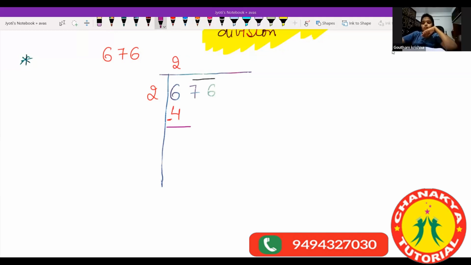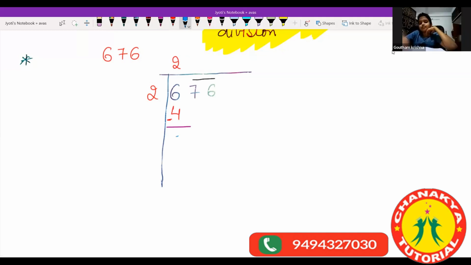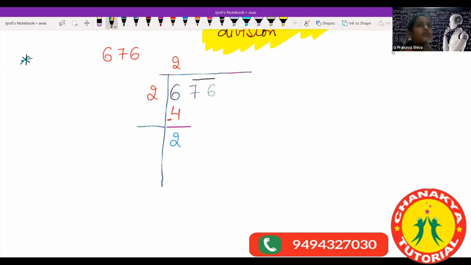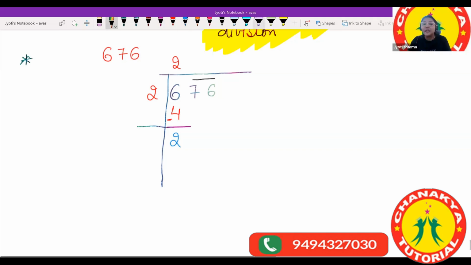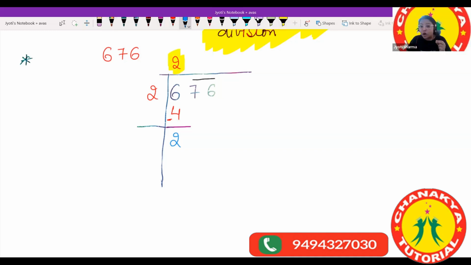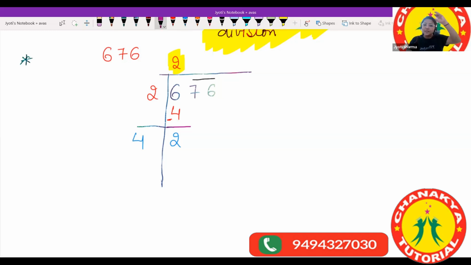Am I right? Is it clear? Now the next step. First you do 6 minus 4. What is 6 minus 4? 2, ma'am. Now what is double of 2? 4. Let's make a line here. So whatever number is there in your quotient, you will take double of your quotient. So 2 twos are 4. Now this time, when you are doing normal division, you bring down a single digit. Are you going to do the same thing? No, ma'am.